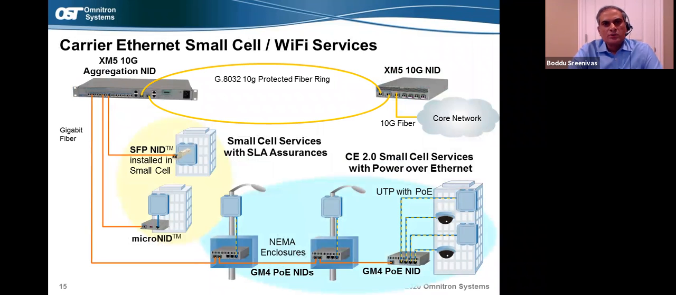This slide shows you how you could use a combination of our carrier Ethernet product portfolio along with our PoE portfolio to provide small cell and Wi-Fi access point type of connectivity and services. So in this example, we're showing how our XM5 10 gig aggregation NID is being used as the distribution point or the first level aggregation point and providing connectivity to our 1 gig PoE NIDs that in turn are powering small cells. So again, a wide portfolio of products that can be used to complete an access network and provide different types of services.